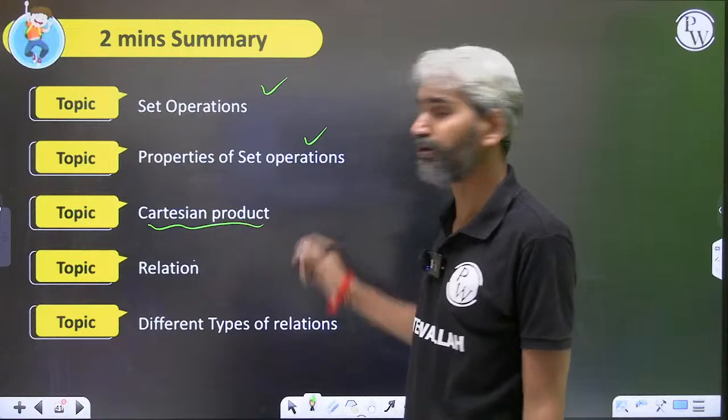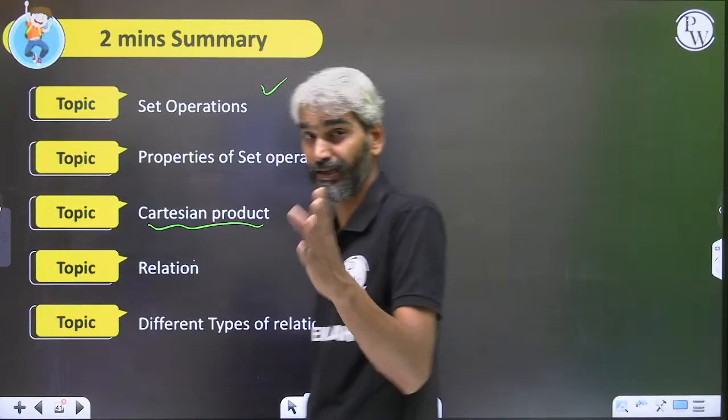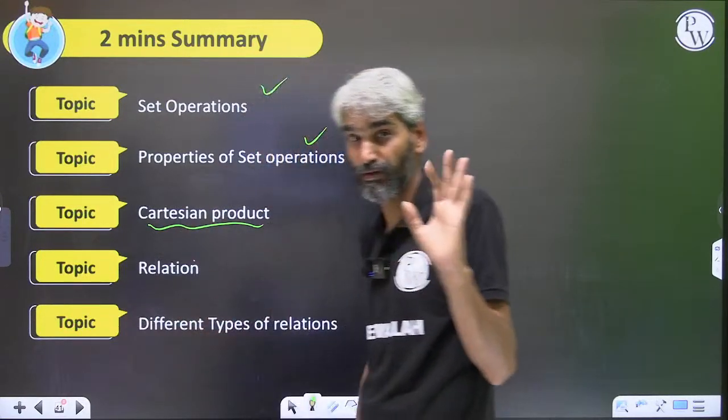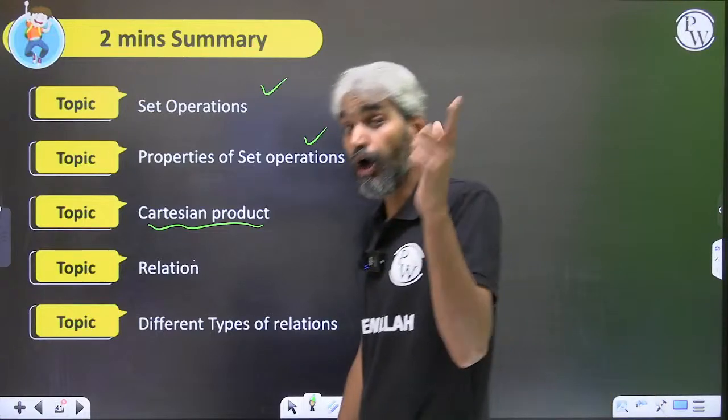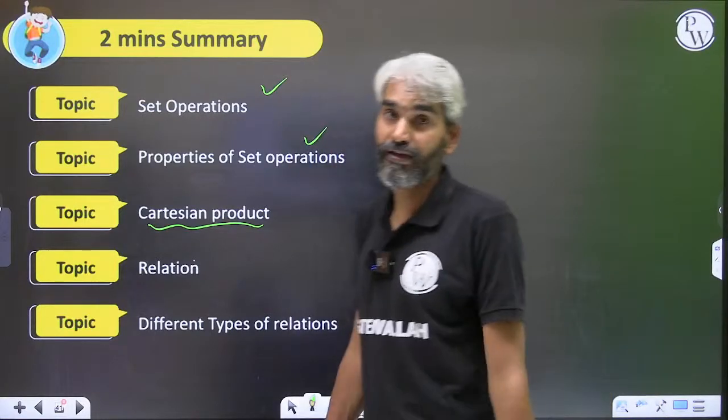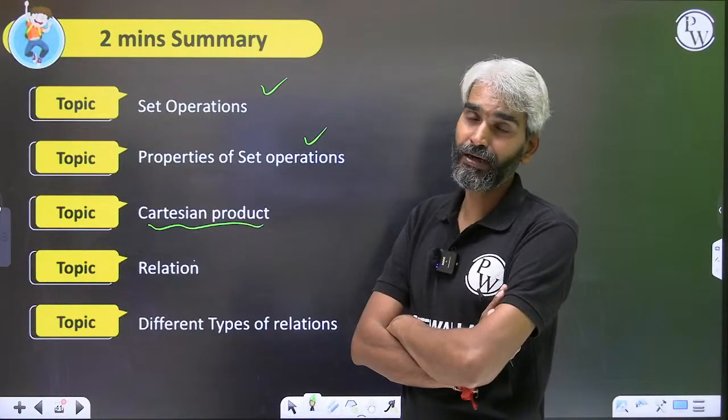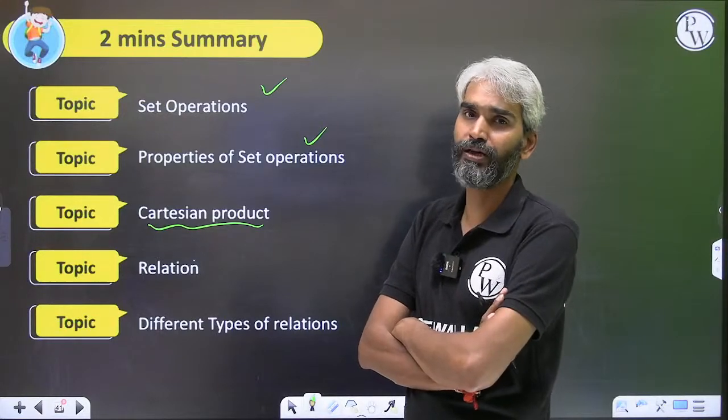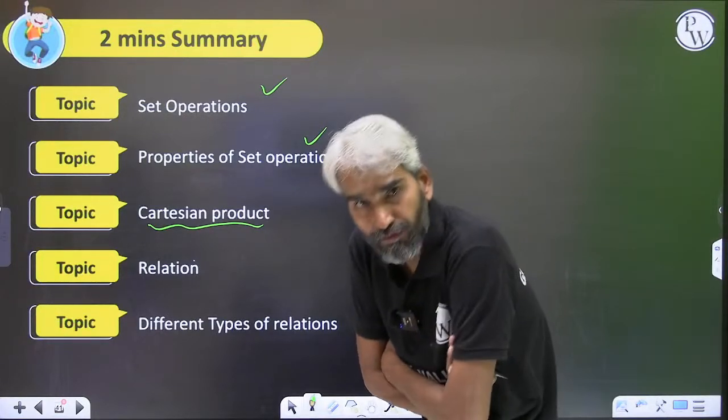We have seen set operations, we have understood the properties of set operations, and we have seen the Cartesian product. A cross B is not the same as B cross A. If A cross B equals B cross A, then either A equals B, or one of A or B is an empty set. In that particular case, A cross B will equal B cross A and the result will be phi, an empty set.